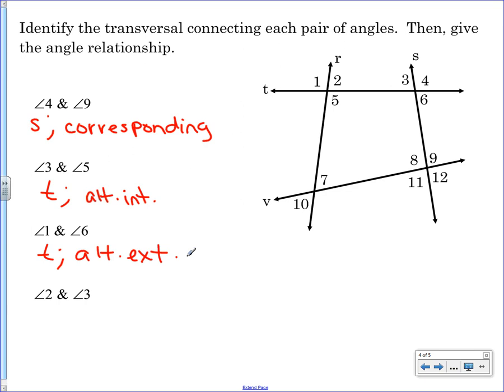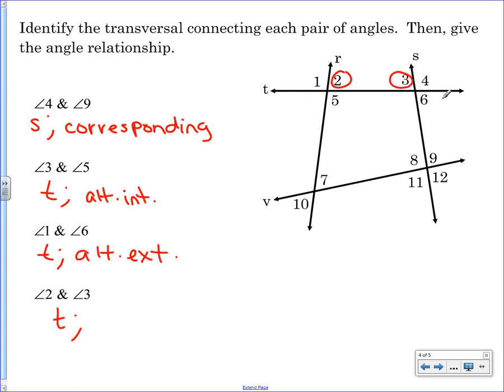Okay. 2 and 3, I'm going to make you try it by yourself. Cover up what you think you should. Find the transversal. Give it a name. Okay, what is the transversal? Let's start there. T. So for angle 2 and angle 3, line T.